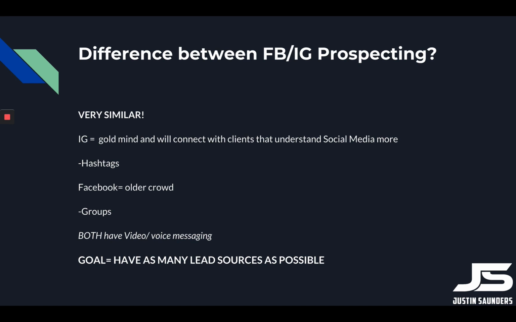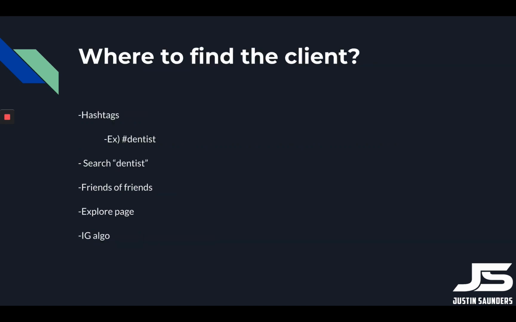The difference is with Instagram, you go after hashtags and you search for whoever you're going for. It's the same with Facebook a little bit, but I think the main difference is Facebook has groups and Instagram has hashtags. What's really cool is they both have video and voice messaging. The overall goal behind doing this is you want to have as many lead sources as possible. Never rely on one. What happens if one platform gets shut down? You're screwed, right? So have as many as possible.